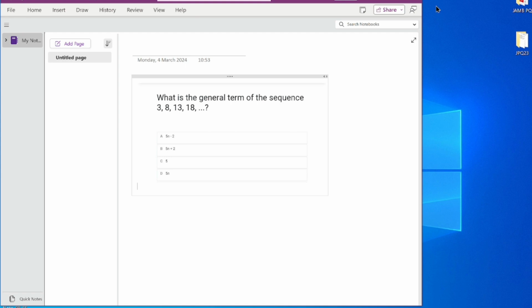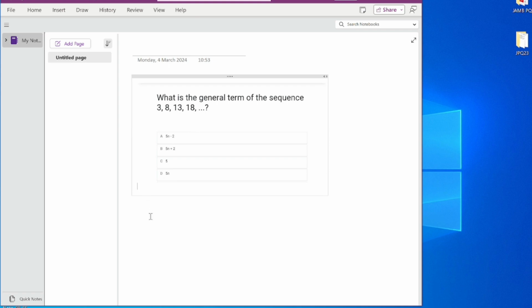So what is the general term for the sequence 3, 8, 13 and 18? This is more of an AP question, merely looking at it. For 3 to turn into 8, you have to add 5. For 8 to turn into 13, you have to add 5. And for 13 to turn into 18, you have to add 5. So from there, it's an AP question.